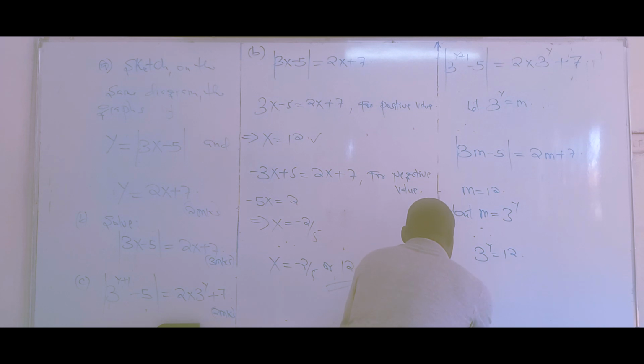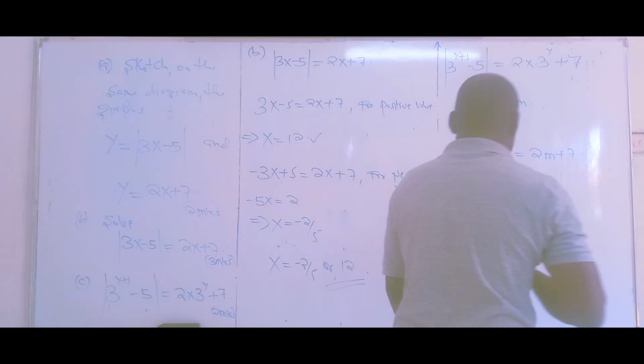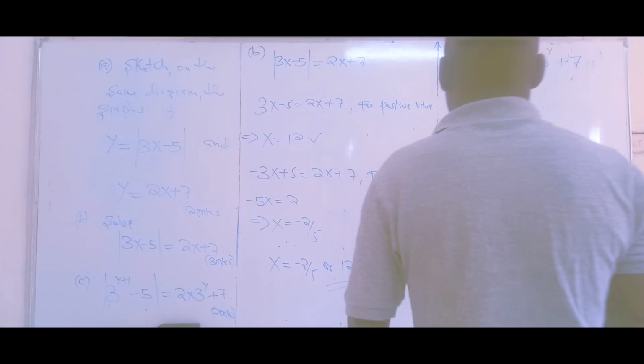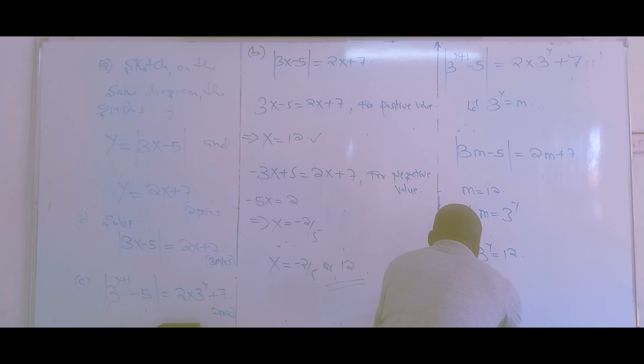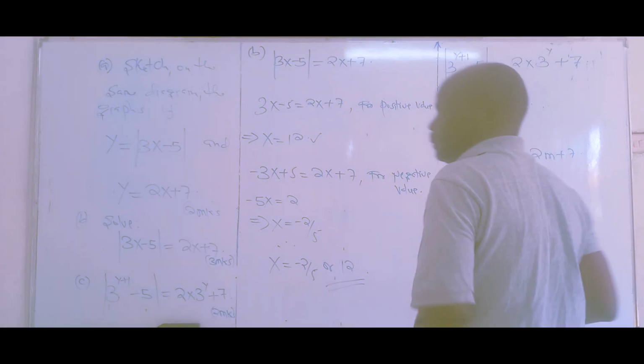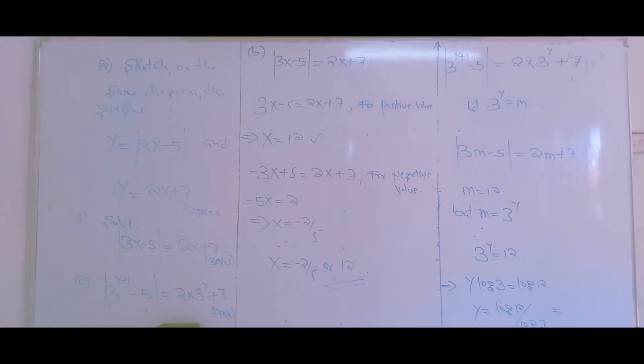For us to get y, we say y log 3 is equal to log 12. Therefore, y is log 12 divided by log 3. So log 12, what do we have as the values here? Just a minute so that I see what we have as the logs.